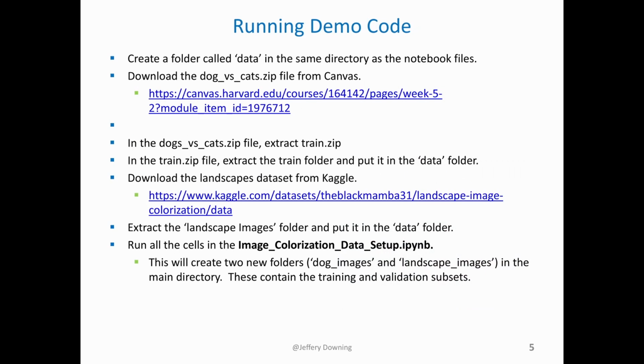Two datasets were used for this project, the dogs versus cats dataset from week 5 of class, as well as a landscapes dataset from Kaggle. Included in the code zip file are 80 training images, 10 validation, and a handful of testing images for both categories. If you just want to ensure that the code runs, then you can open up the underscore code file and run that as is.